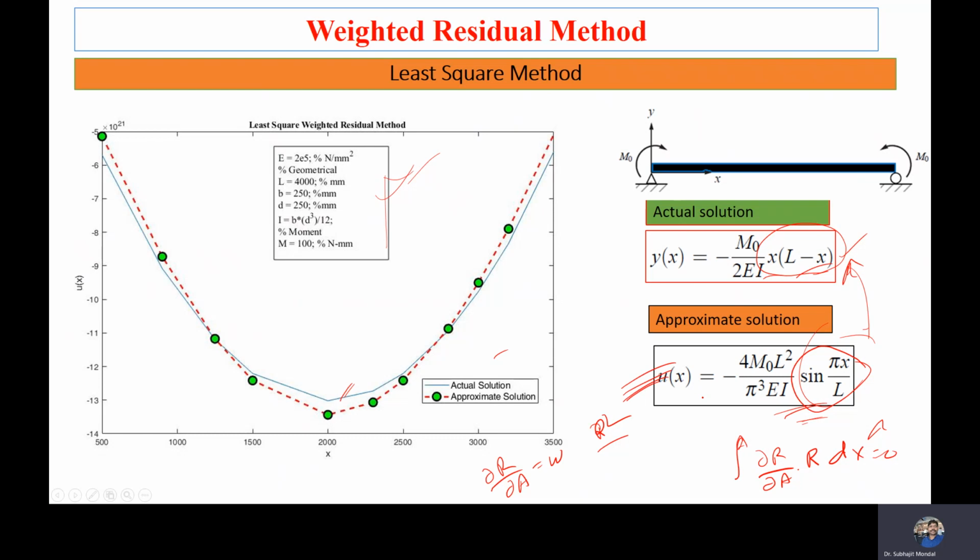Once you get our trial solution, or approximate solution, you have to plot it so that you can see how much error is coming between our approximate solution and the actual solution. So this is the way we solve using the least square method. I hope you get some idea.